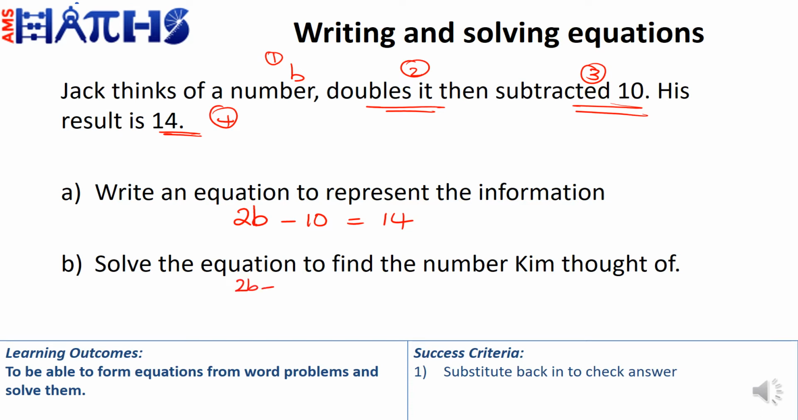So 2b minus 10 is 14. So we'll keep our 2b at the moment and get rid of our minus 10. So we add 10 on both sides. Minus 10 plus 10 is 0. So we're just left with 2b. And on our right side, 14 plus 10 is 24. And then we divide both sides by 2. So 2 divided by 2 gives us 1. So we are left with 1b. And then 24 divided by 2 is equal to 12. So Jack thought of the number 12.